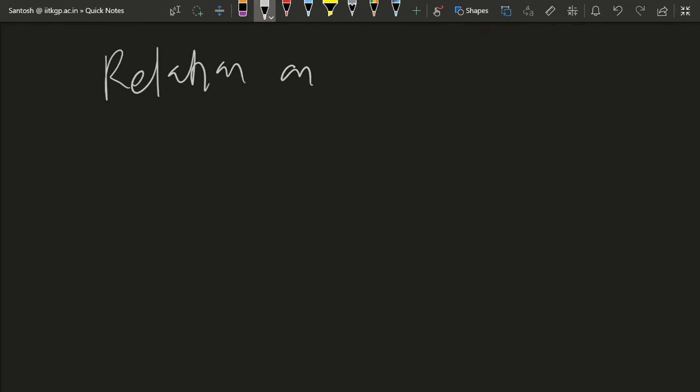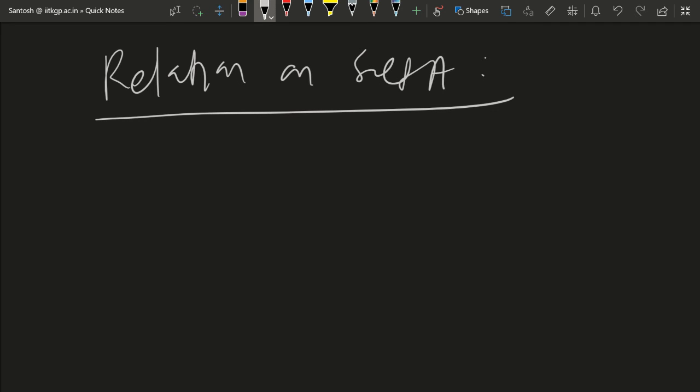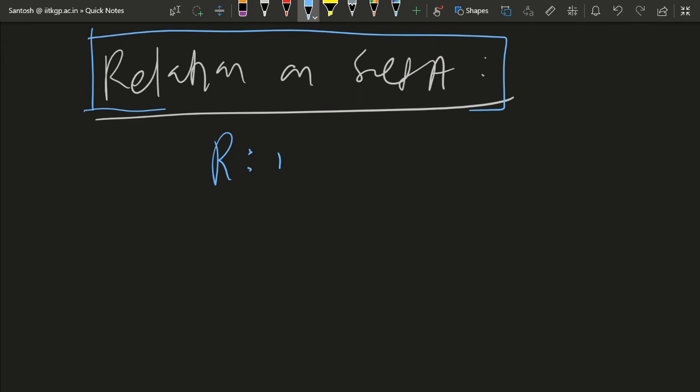a relation on set A. Now you have only one set. You don't have two sets. So like we were defining a relation from set A to set B, now we want to define a relation on set A. On set A means a relation from set A to set A only.